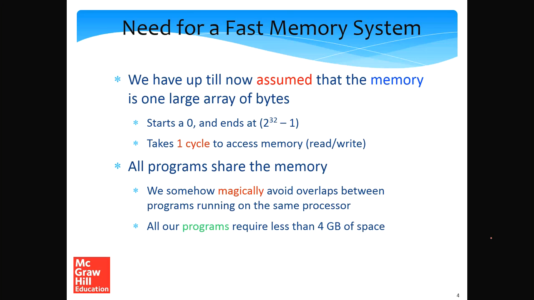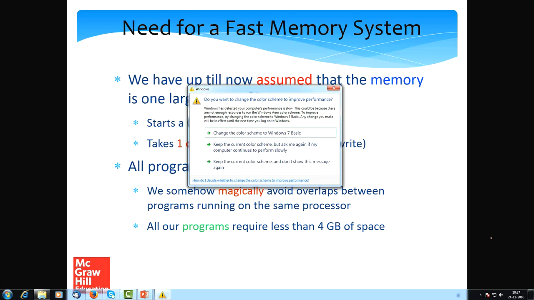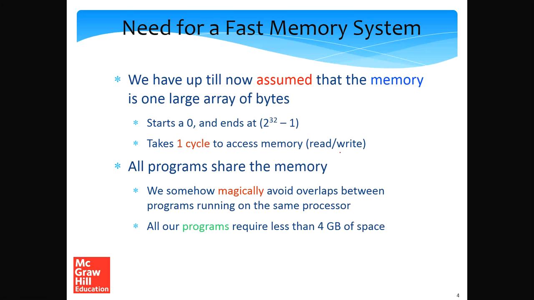So up till now, we have assumed that the memory is one large array of bytes. This large array starts at 0 and ends at 2 to the power 32 minus 1 if we assume we have a 32-bit memory system. So every program will perceive the memory as one huge array of bytes. Each of these is 1 byte, and each byte has an address, and that's the memory address.